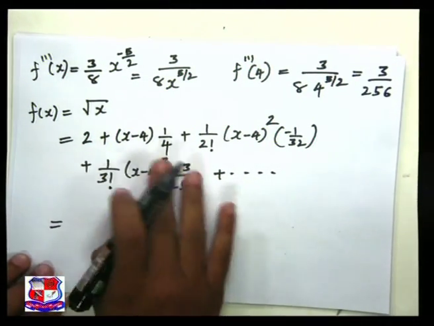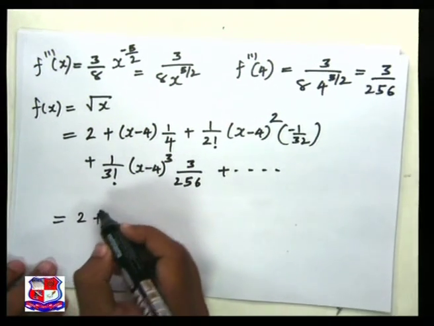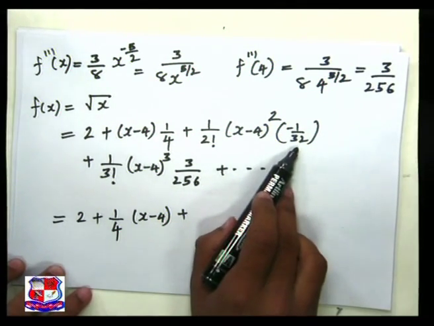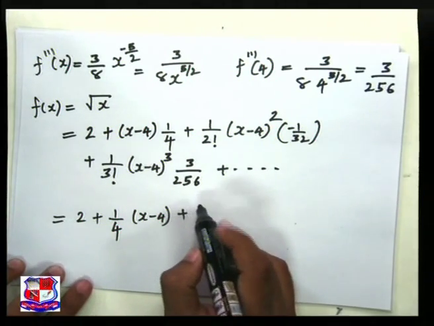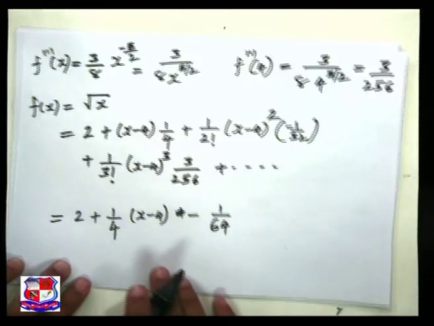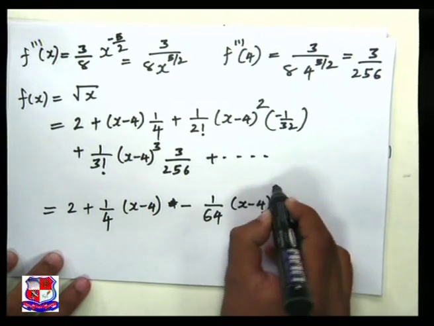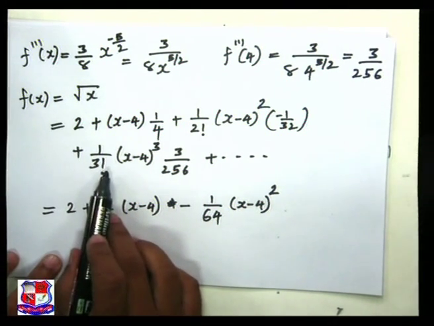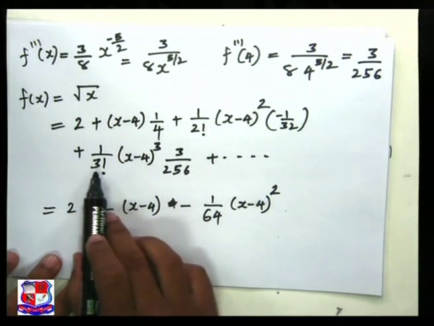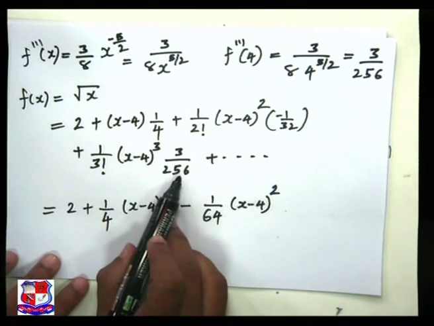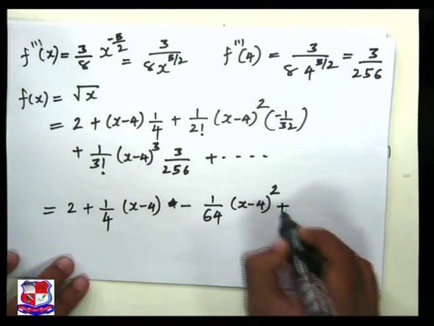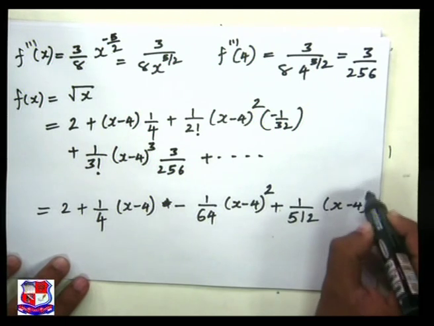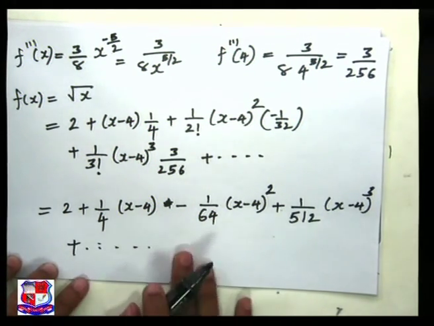Just we are writing it down with some simplification. So 2 plus 1 by 4 into x minus 4 plus, now this is 32 into 2, so 64. So that's why we get minus 1 upon 64 into x minus 4 square. Okay, now this is 256, this is 2 into 3, so 3 and 3 will be cancelled out, also still remaining 2, so 2 into 256, that is 512. So you will get 1 upon 512 into x minus 4 cube and so on. So this is our final answer.